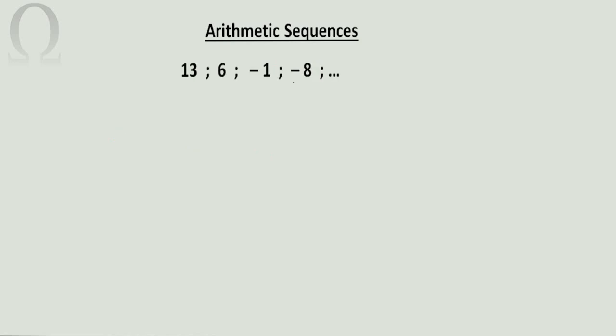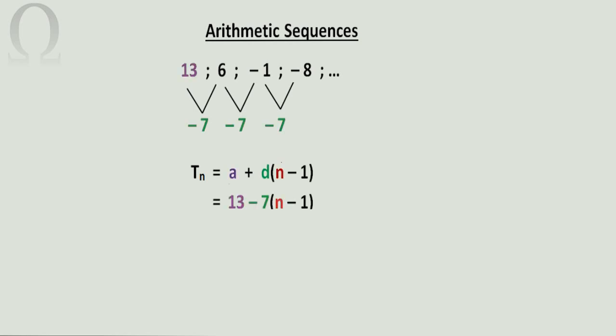Looking at the same linear sequence, the difference between successive terms is -7. Thus, Tn equals 13 minus 7 times (n minus 1). Simplifying that gives us Tn equals -7n plus 20, which is the same formula obtained when drawing up the table.